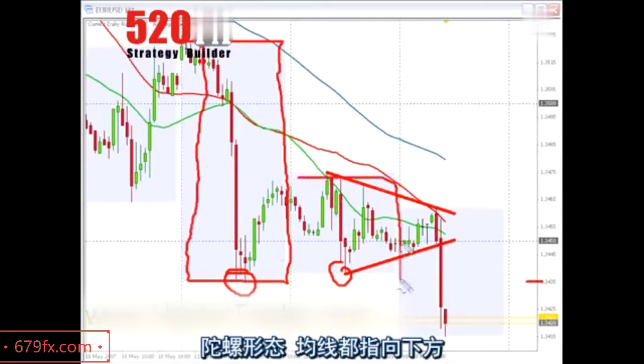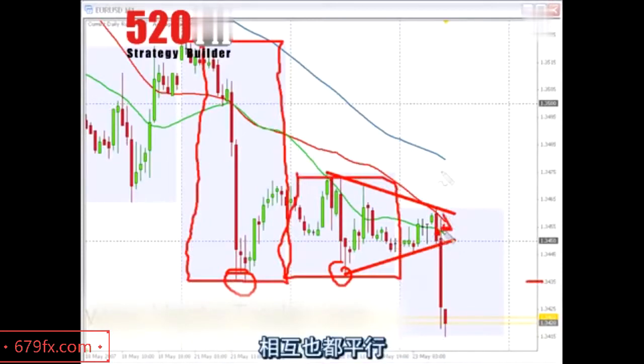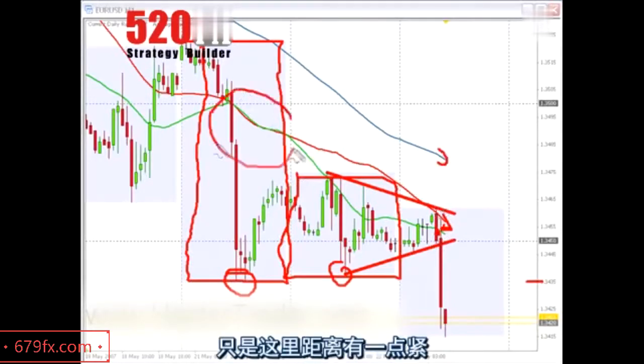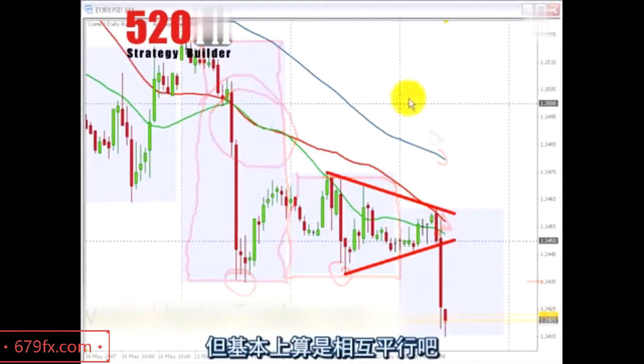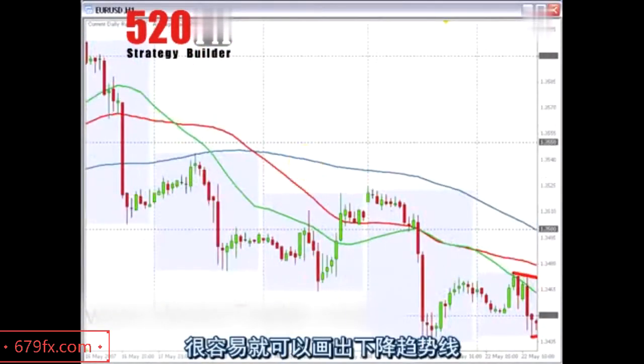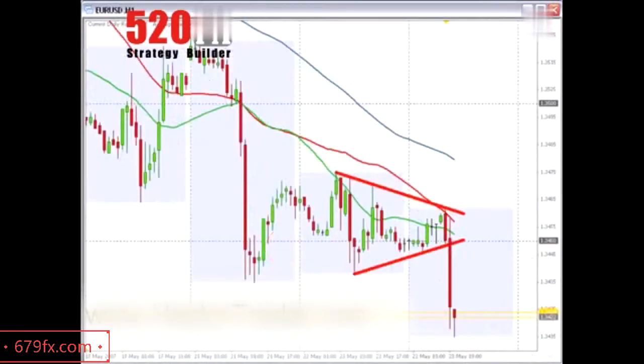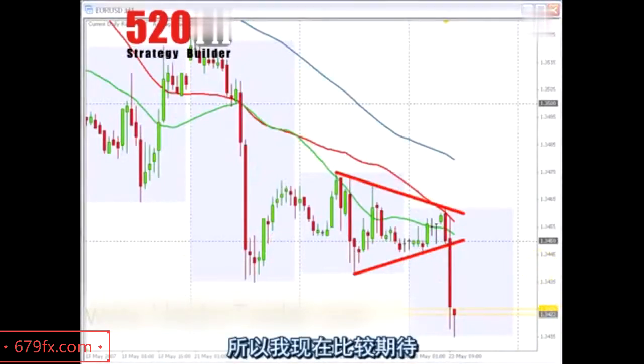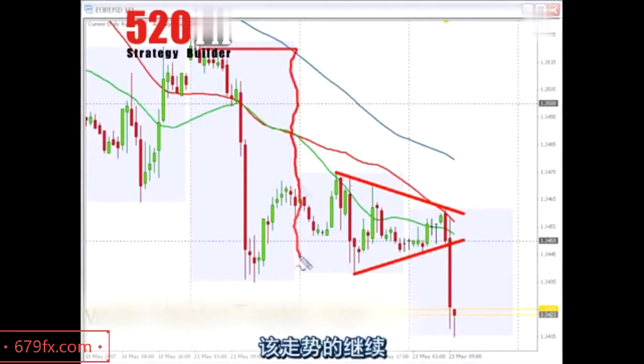spinning top, meaning indecision, moving averages pointing down, more or less parallel to each other, a little bit of a snake around there, but more or less parallel. Downtrend, very clear, downtrend lines to be drawn. Very easily we can see that. So I was basically looking for a continuation of this pattern.